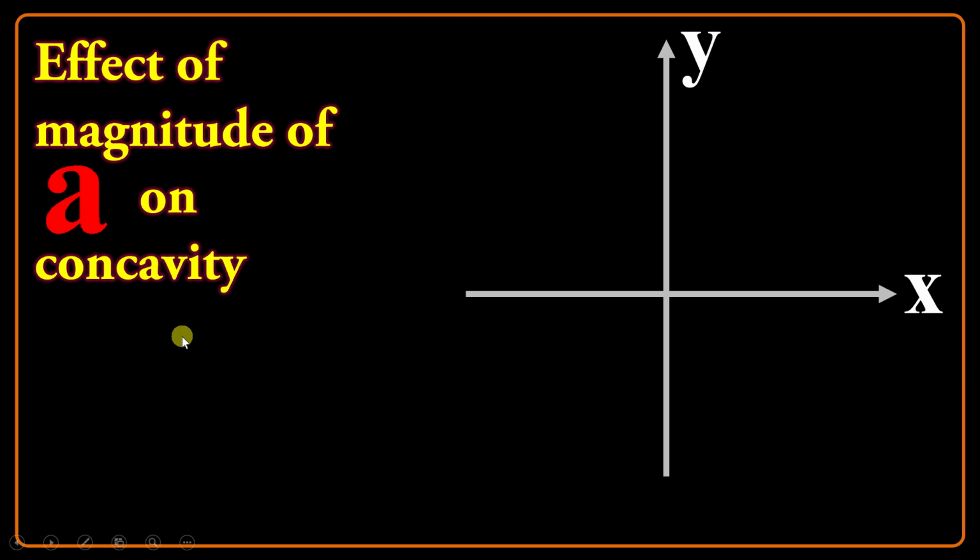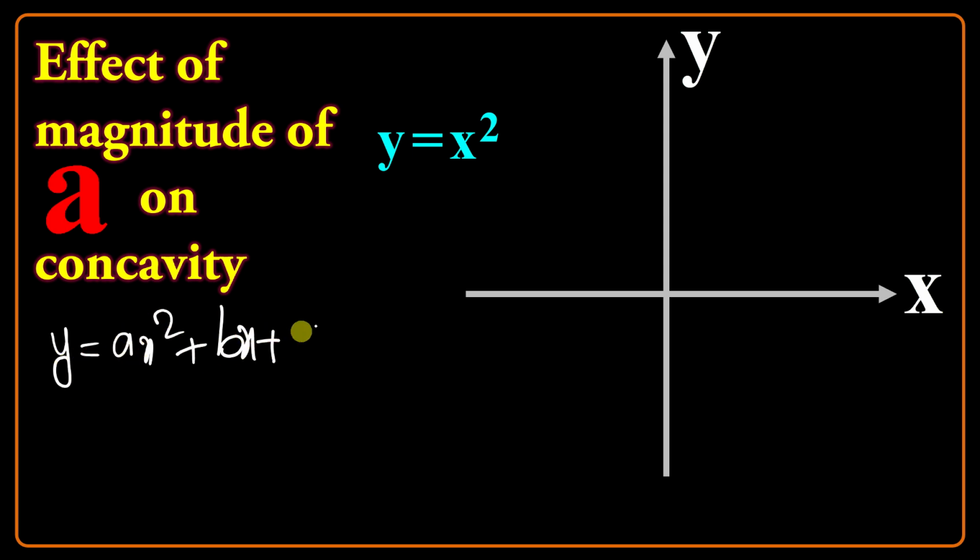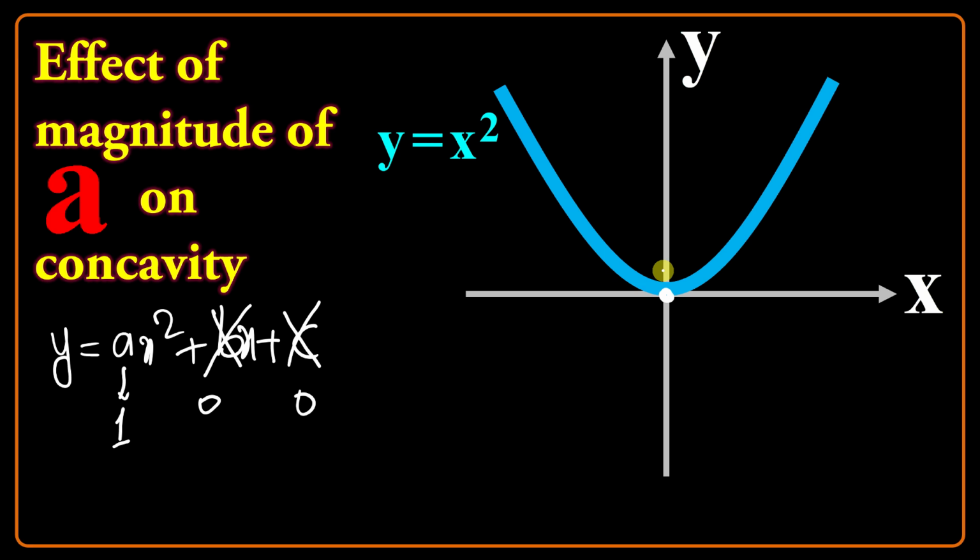The last thing I should mention in this video is the magnitude of A on concavity. Okay, let's draw y is equal to x squared. You remember the general format was y is equal to ax squared plus bx plus c. As you see, a is 1 here, b is 0, and c also is 0. When c is 0, there is no y-intercept. And when b is 0, the vertex is exactly on the vertical axis. So the vertex must be at the origin. I draw something like this with concave up shape.